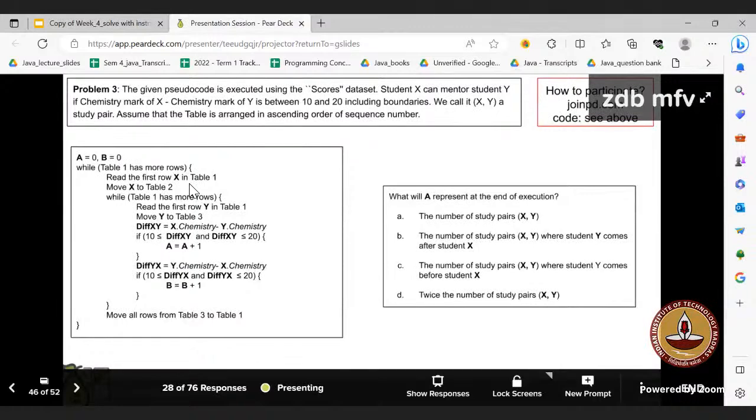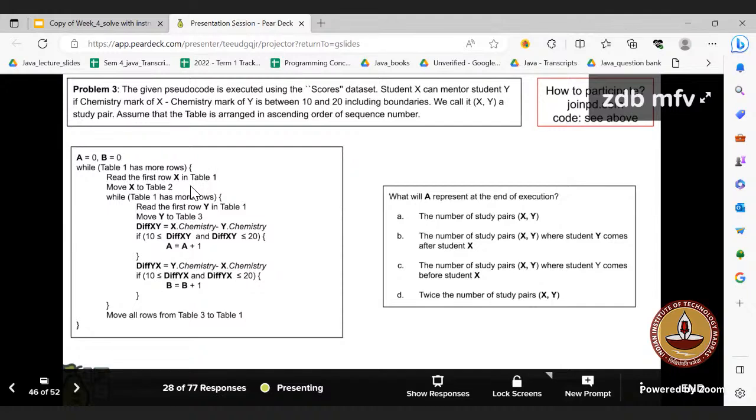It will be y dot chemistry. Yes, y dot chemistry. What is your y dot chemistry? Rahul's chemistry mark. What is your x dot chemistry? Ram's. Yeah, that's what I'm asking for. The difference xy will be the difference of chemistry marks of two students.